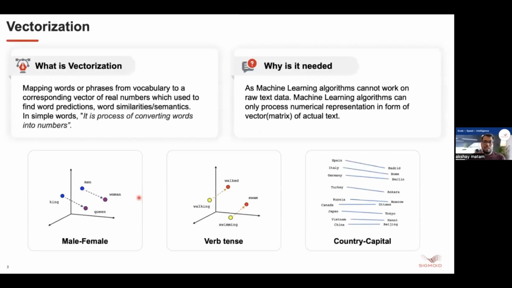So going ahead, what is vectorization and why is it needed? This is something which we need to know. As we know, machine learning algorithms take input in the format of numbers, so how are we going to represent text to the machine learning algorithms? The process of conversion of text into numbers is known as vectorization.